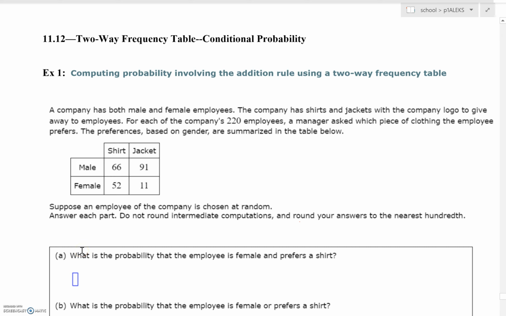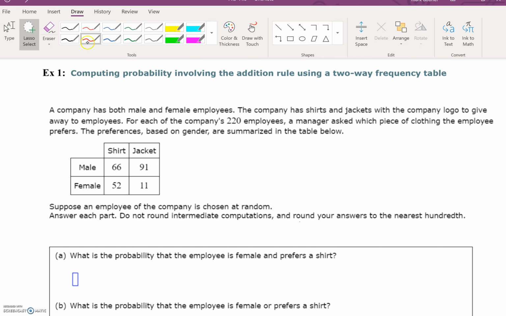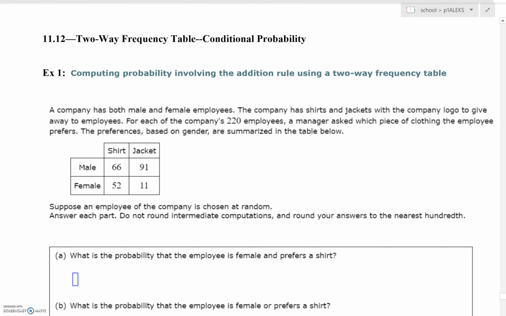Algebra 2, we're looking at lesson 11.12. We're looking at two-way frequency tables. We're also going to get into conditional probability. Both of these topics are actually topics that you're going to see on the SAT.